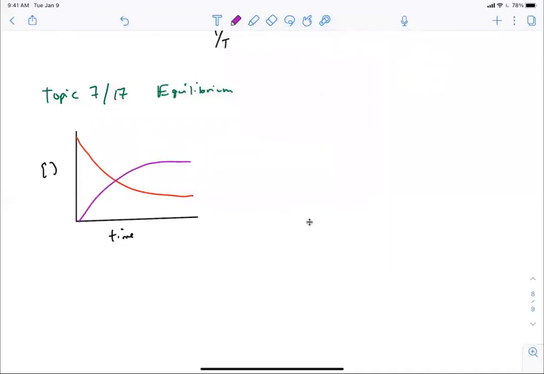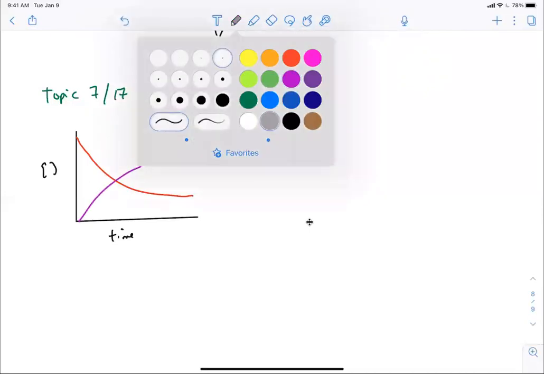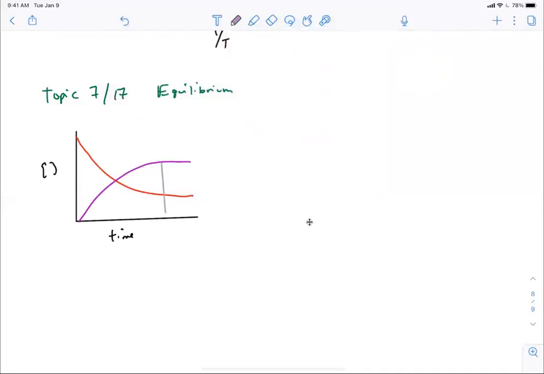Okay. Now, the product line doesn't have to go over the reactant line. In this example, it does, but doesn't always. Okay. What you need to understand from this is that when they become parallel, that's when equilibrium occurs.